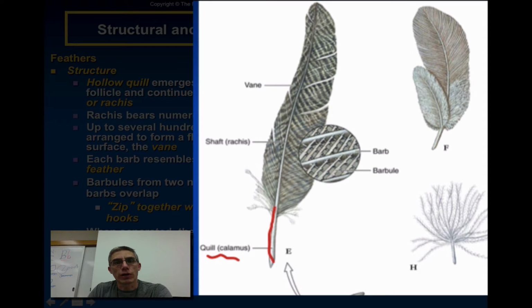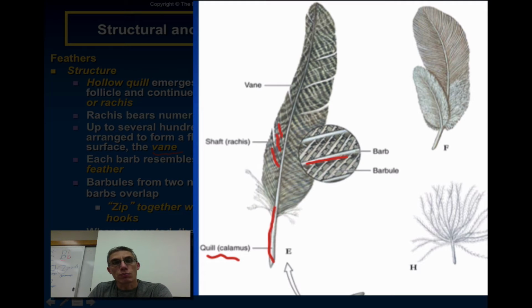Now, the rachis is going to bear the numerous barbs, and you're going to see the barbs being represented right through here. So this is sort of a magnified view of that feather, and this right here would represent the barbs. Then, depending on the type of feather that we're looking at, you could have several hundred barbs that are arranged to form sort of a flat web structure, and that's going to be the vein of the feather.